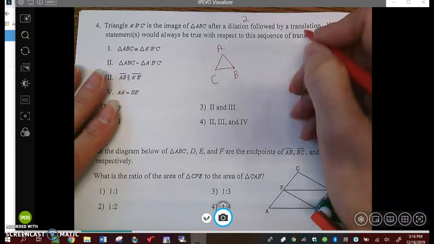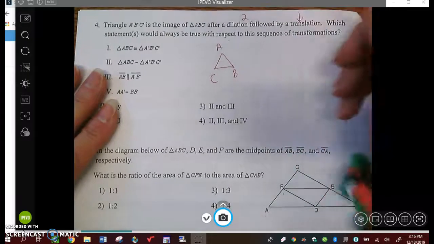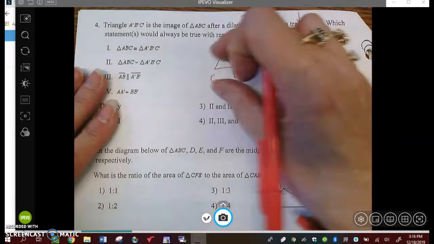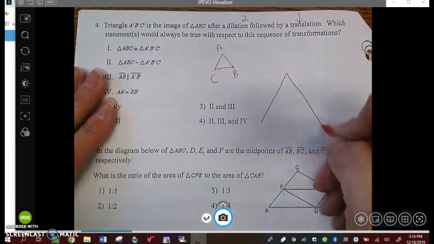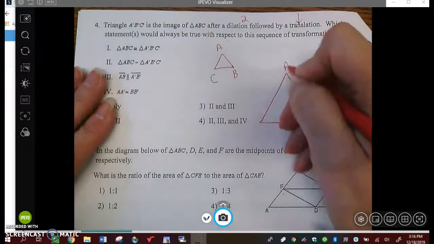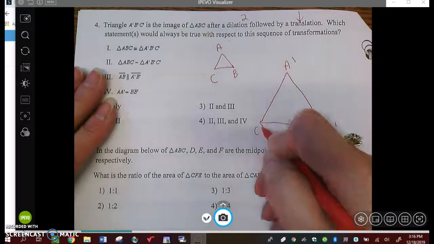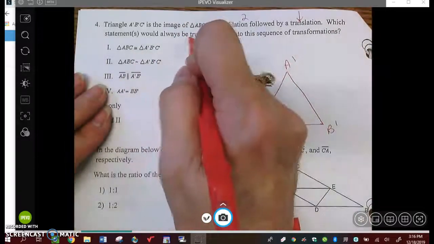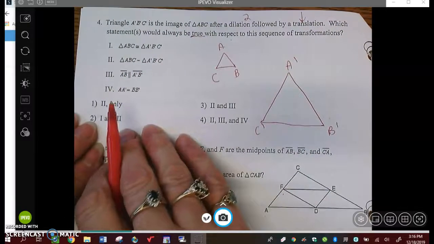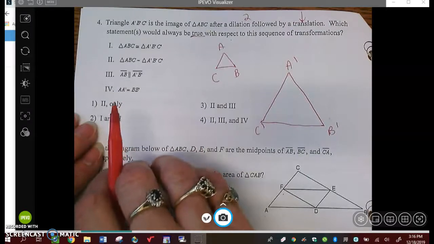And then we're also doing a translation. So I'm also going to just translate it down. So I'm going to say we're moving to the right and down, and I'm going to make it 2 times as big. So here's A prime, B prime, C prime. All right, which statements would always be true with respect to the sequence of transformations?